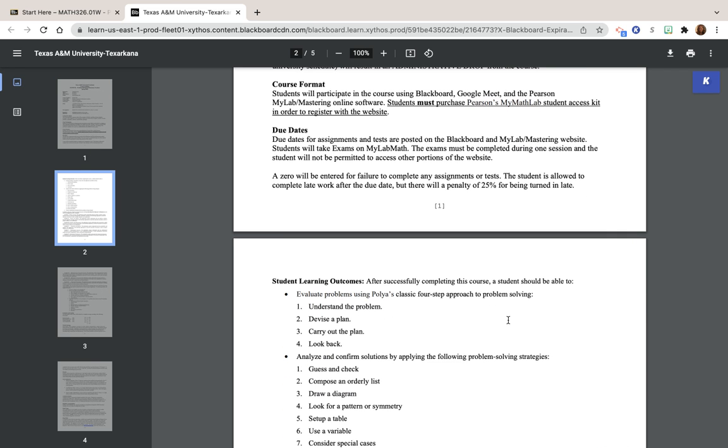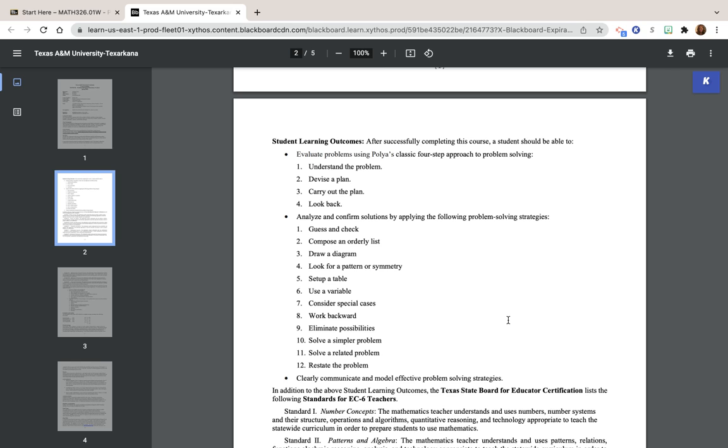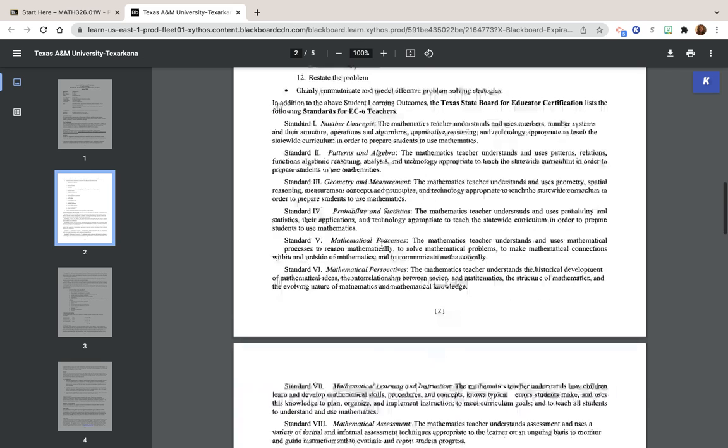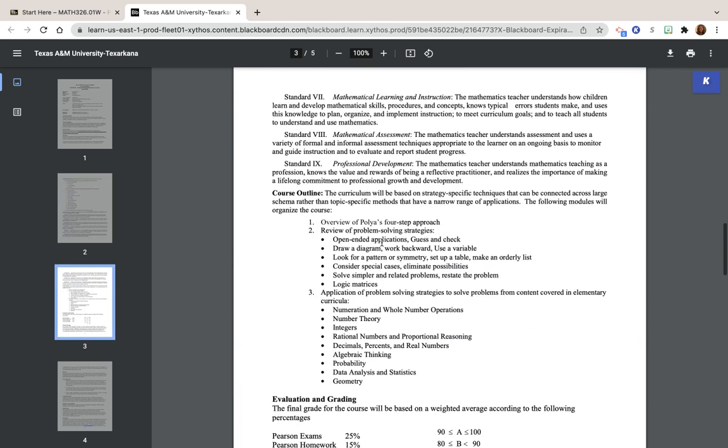So our student learning outcome deals with Polya's classic 4-step approach to problem solving: understanding the problem, devising a plan, carrying out the plan, and looking back. We will use the following problem solving strategies. Here are our EC to 6 teachers' standards, so you can look through those.